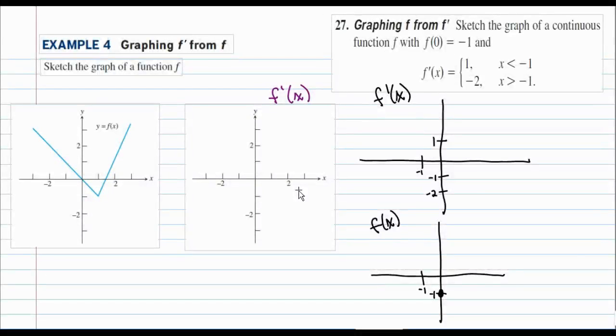This is the screencast for section 3.1, example 4. We are going to graph f prime from f. So in other words, we're going to be given the original function and now we're going to graph the derivative. Now I switched the directions from example 4.